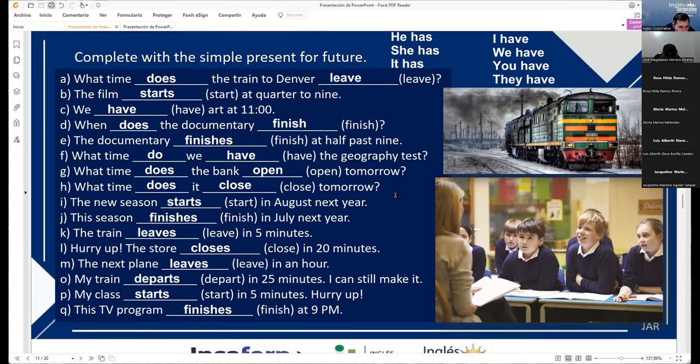Okay. What do we learn here? The present simple is used in the same way as the present for future. The difference is the type of verbs that we use: open, close, arrive, leave, depart, be, etc., and the future time expression. The rest is the same. Examples?